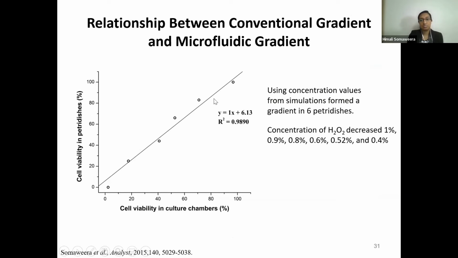That means we use some Petri dishes, 6 Petri dishes, and use the same concentrations calculated from the chip, the gradient generator, and then apply those concentrations. And you can see the cell viability in Petri dishes and cell viability in culture chambers giving a linear graph, with the R2 of 0.98. So that again shows that the concentrations calculated using the mathematical models are accurate, and then we can use that for further analysis.